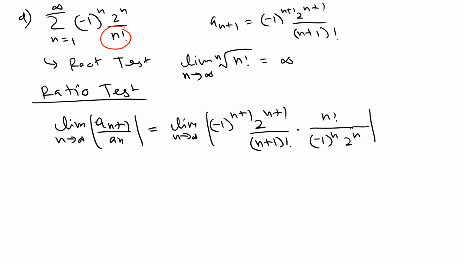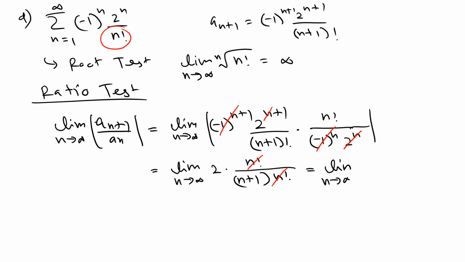Since this is an absolute value, we don't need the negative one terms; these are all positive, so we don't need the absolute sign. Then 2^n cancels with 2^n, leaving 2. To simplify the factorial, we pull out the first term and write the rest as a factorial, and these cancel. You simply get the limit as n goes to infinity of 2 over n plus 1. Since 2 is a constant and the bottom goes to infinity, this goes to 0, which is less than 1.